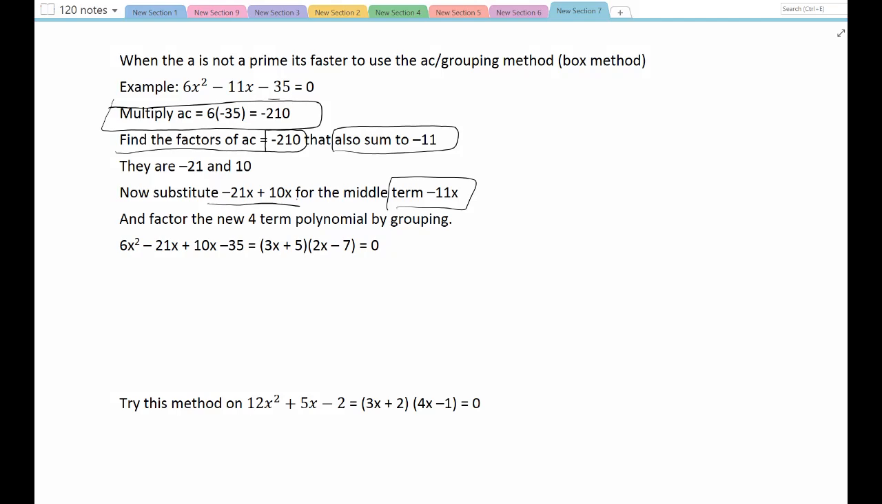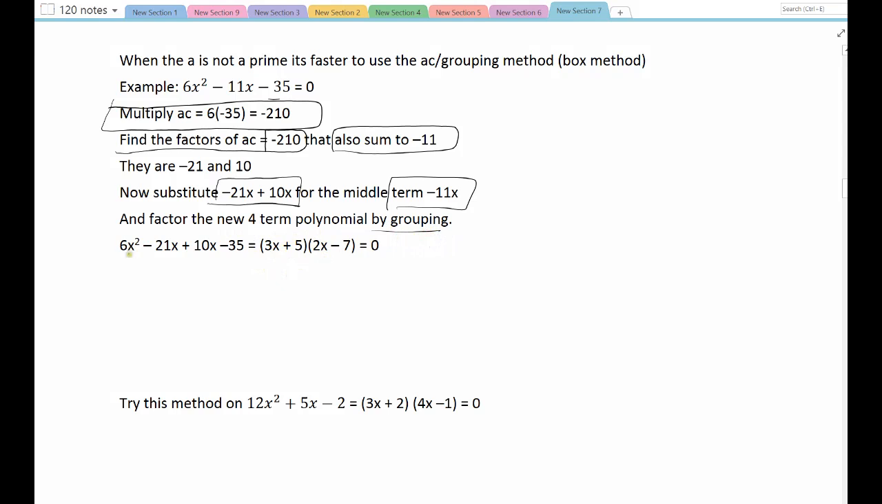So I'm doing a substitution step. I'm substituting out the negative 11 for these two terms. And so I get a new polynomial with 4 terms that I can solve by grouping. So this is the answer we're going to get, but I'm going to do it by grouping.